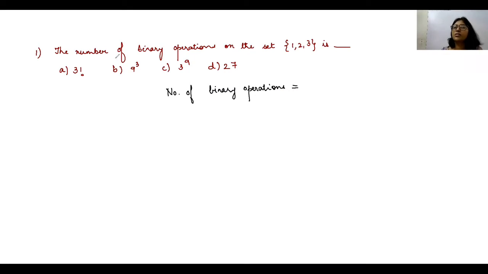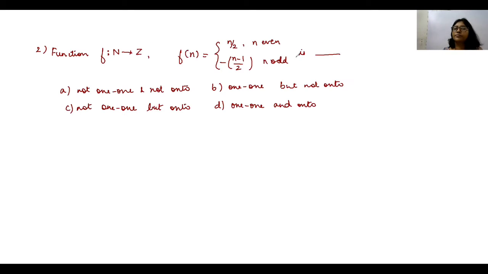The first one is the number of binary operations on the set. The formula for the number of binary operations is n raised to n square. Now there are three terms here, so it will become 3 raised to 3 square, which is 3 raised to 9. And that is option C for us. So that was a straight question.